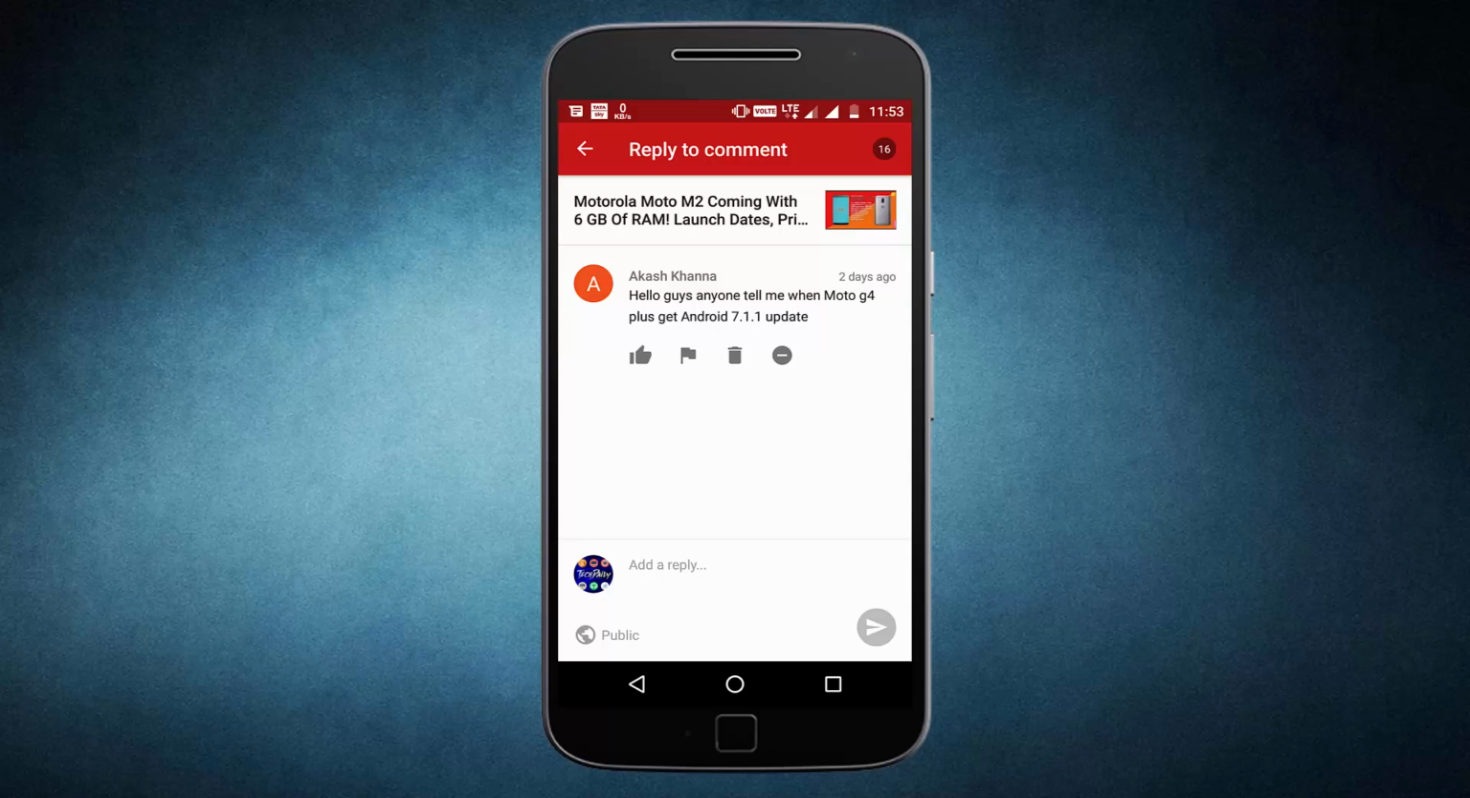Will Moto G4 Plus receive the Android Nougat 7.1.1 update? If yes, then when? If not, then why not? Moto G4 Play got the Android Nougat 7.1.1 update, then why not Moto G4 Plus? Do a Moto Live chat session with Motorola asking about the Android Nougat 7.1.1 update.